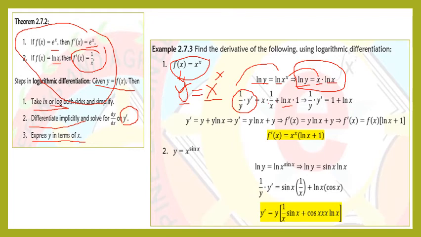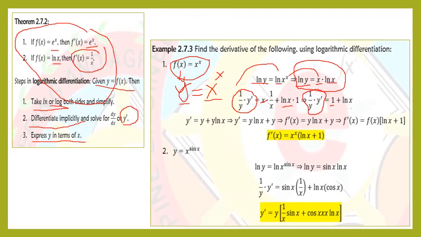Okay, or this is equal to 1 over y times y prime. Ito siya. Okay, and then simplify natin yung equation sa right side. So, x times 1 over x is 1 na lang yan. Diba? Okay, kasi cancel out na si x, that is equal to 1 man. X divided by x is 1. And then ln of x times 1 is the ln of x.